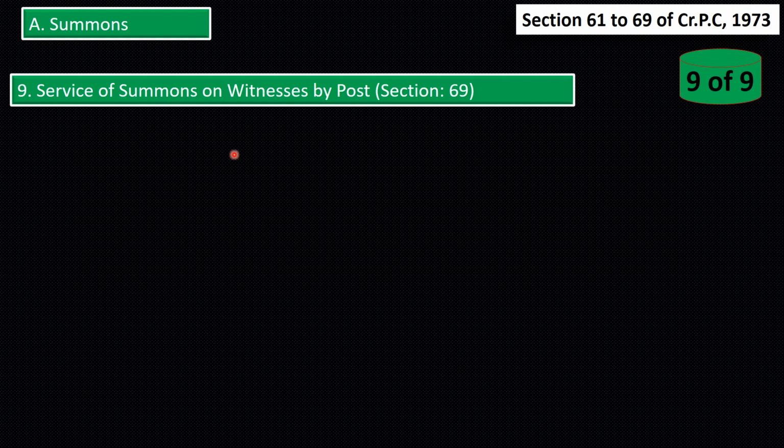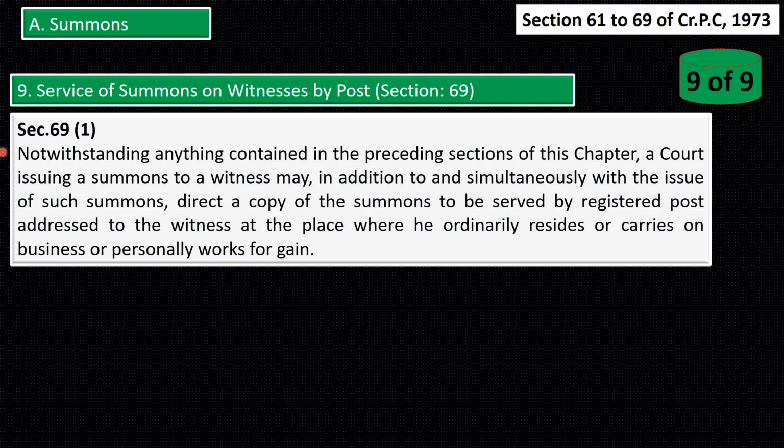Now we come to the last point, the ninth point of summons. Section 69 says service of summons on witnesses by post. Something interesting. Subsection 1 of section 69 says, notwithstanding anything contained in the preceding sections of this chapter, a court issuing a summons to a witness may, in addition to or simultaneously with the issue of such summons, direct a copy of the summons to be served by registered post addressed to the witness at the place where he ordinarily resides or carries on business or personally works for gain.